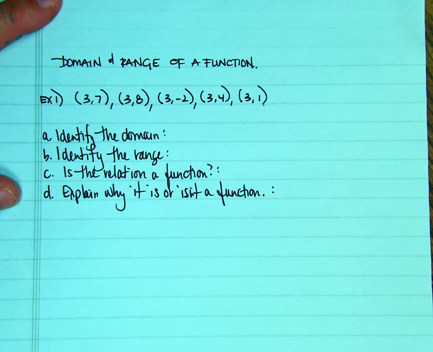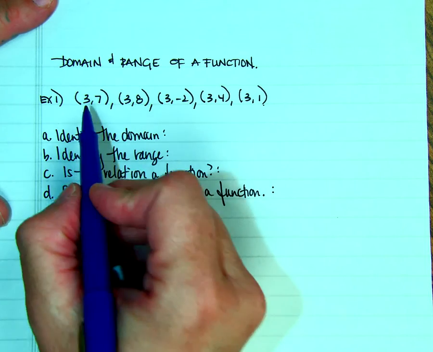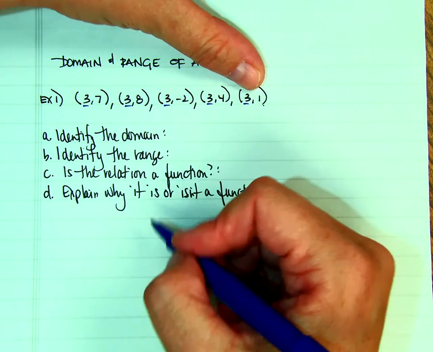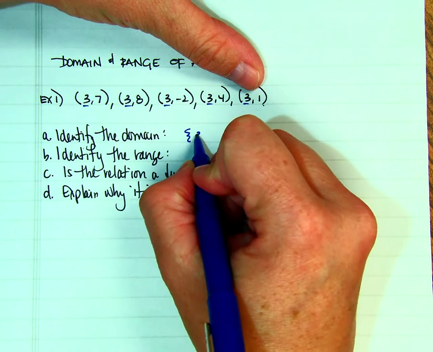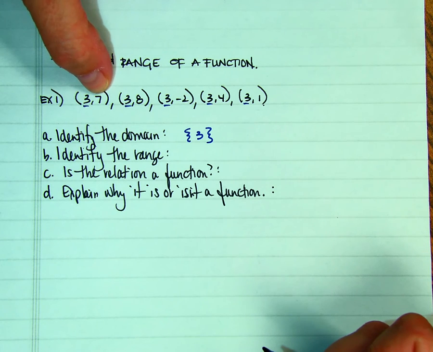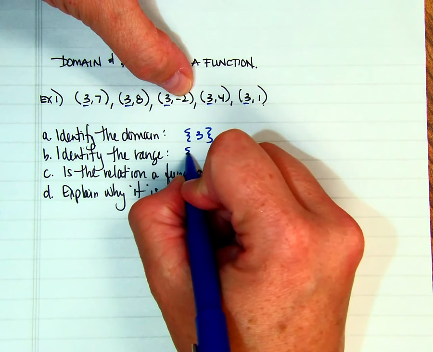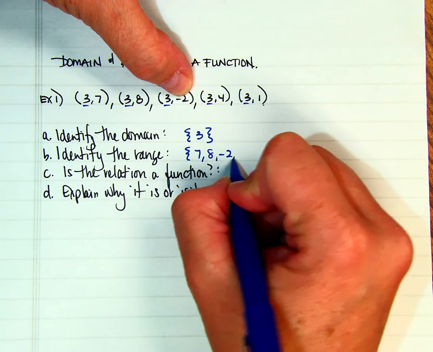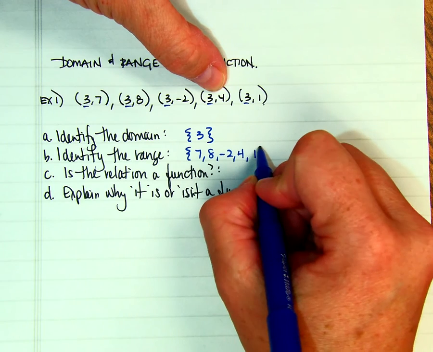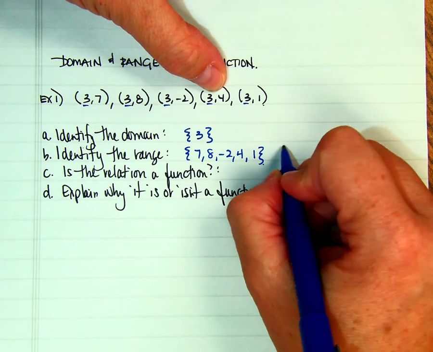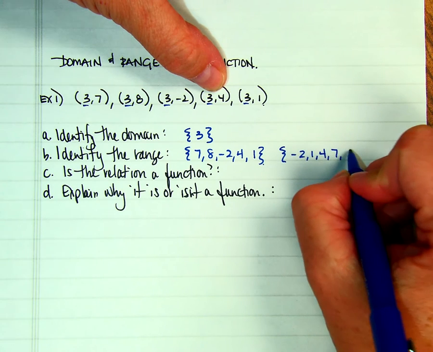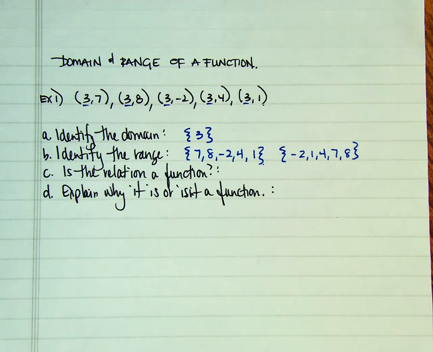Okay, so if you remember what we talked about earlier, the domain are all of your x values. So in all of these, we have a 3, 3, 3, 3, and a 3. You only list it once. So our domain or our input is a 3. And we have outputs or ranges of 7, 8, -2, 4, and a 1. Typically, we usually write that in order from least to greatest. Okay, I'm not going to be that picky, I don't think.